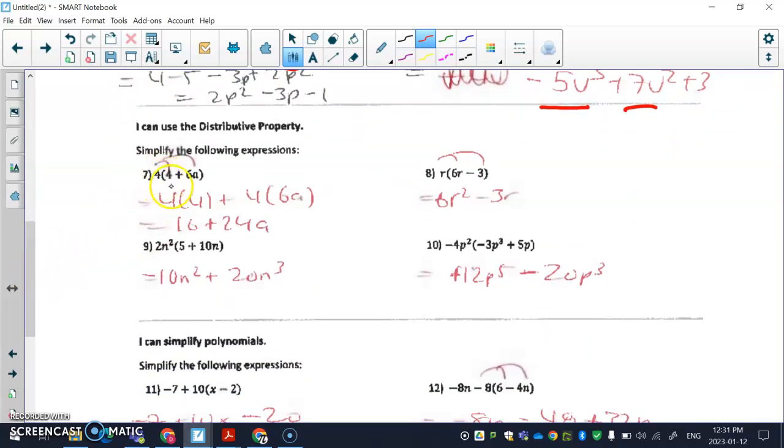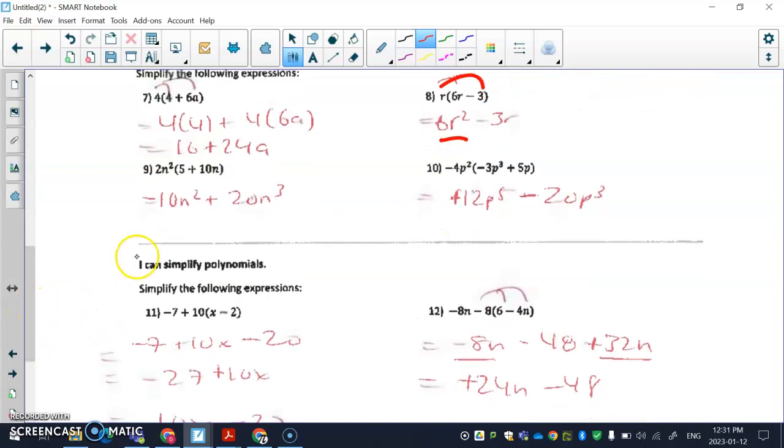So again, when there's a bracket, you open it up. There's something in front of it. You multiply everything in the bracket by what's outside. So 4 times 4 is 16. 4 times 6 is 24, and you have the a there. Same with this, but now you have r times 6r, so that'd be 6r squared, and that'll be minus 3 times r, which is minus 3r.